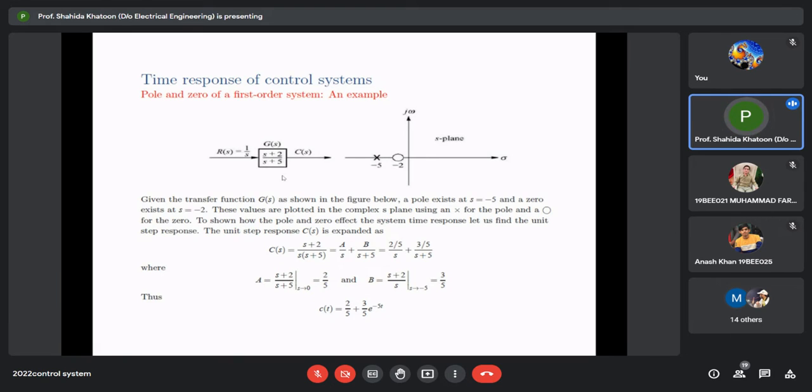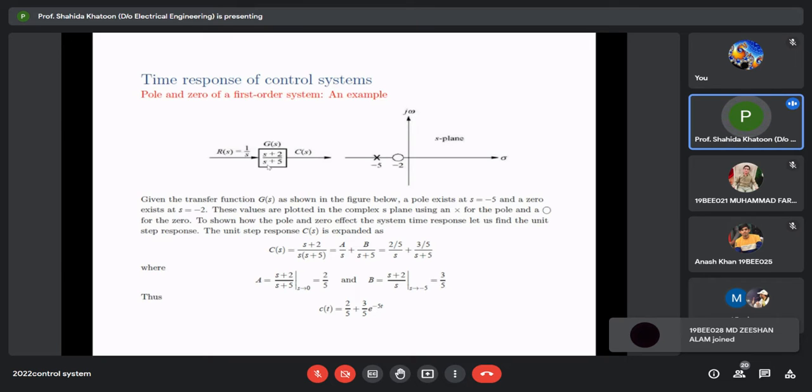If you plot the pole zero configuration, what is a pole? Pole is basically the denominator of the transfer function substituted equal to 0. So when you substitute the denominator s plus 5 equal to 0, you get a pole at s equal to minus 5. And what is a zero? Zero is a frequency at which the transfer function becomes 0. So you substitute the numerator, s plus 2 equal to 0, which gives you a zero at s equal to minus 2.